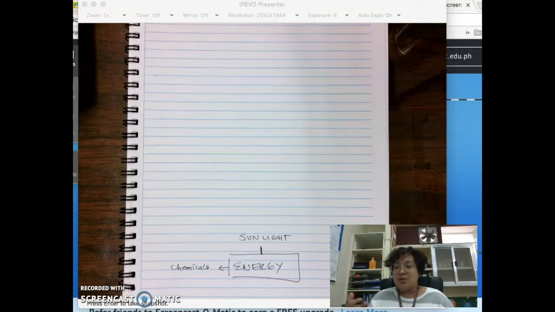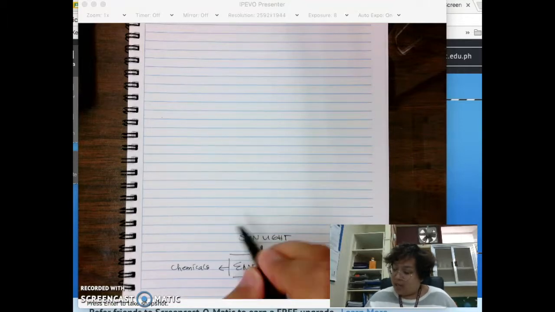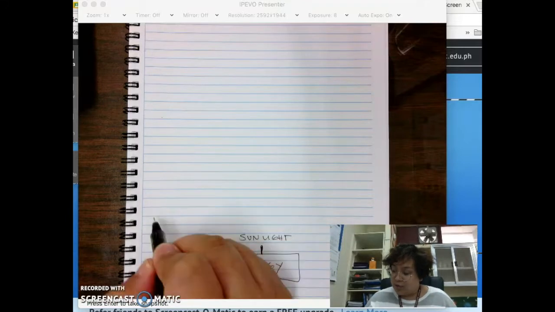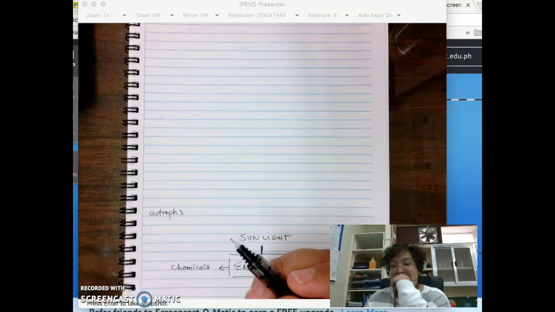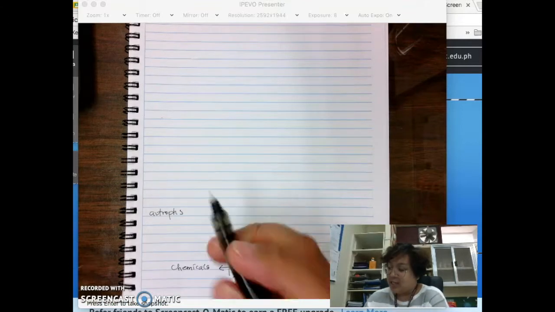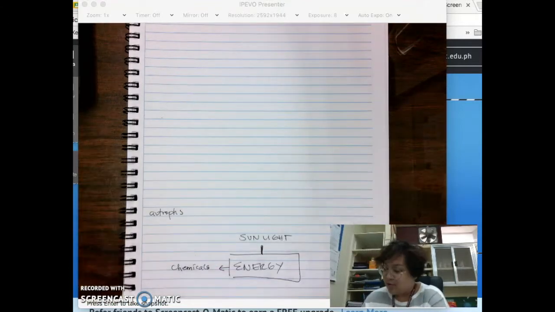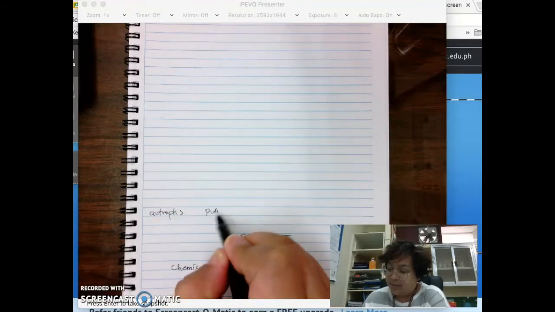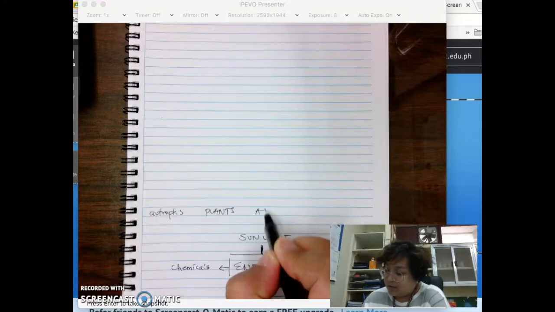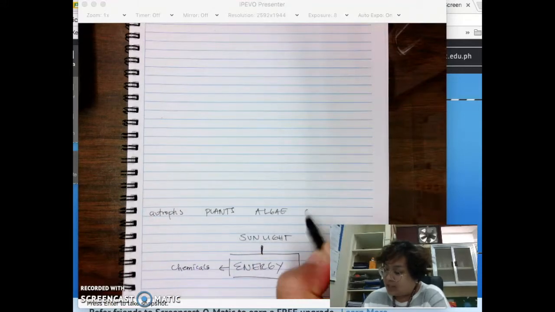But let's talk about ecosystems in general. So ecosystems will need that initial source of energy from the sunlight, and there are three autotrophs that use this light energy and convert it into a useful form for the other organisms in the ecosystem. So our three groups we're looking at are plants, algae, and cyanobacteria.